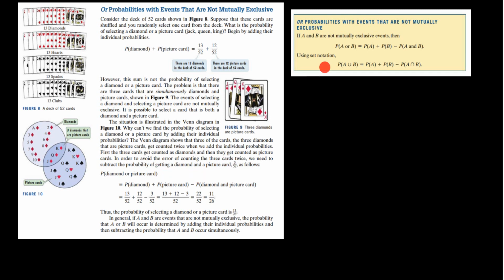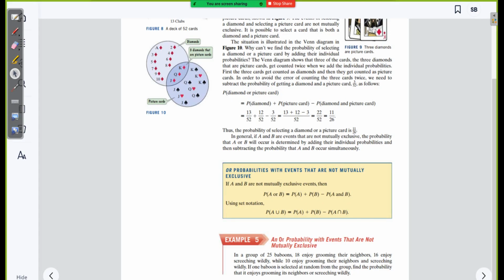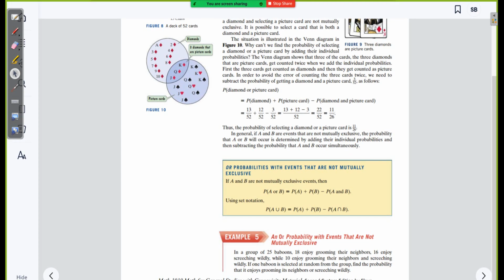Now instead of doing my laser around here, let's actually do an example. So in a group of 25 baboons, 18 enjoy grooming their neighbors. Let's write that out. There are 25 total, 18 enjoy grooming neighbors, and 16 enjoy screeching wildly, and 10 enjoy grooming their neighbors and screeching wildly.